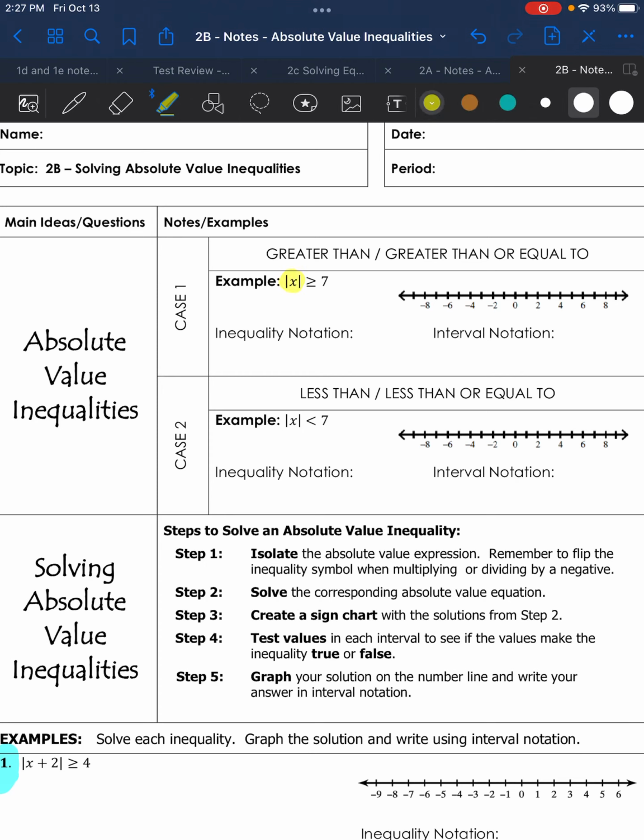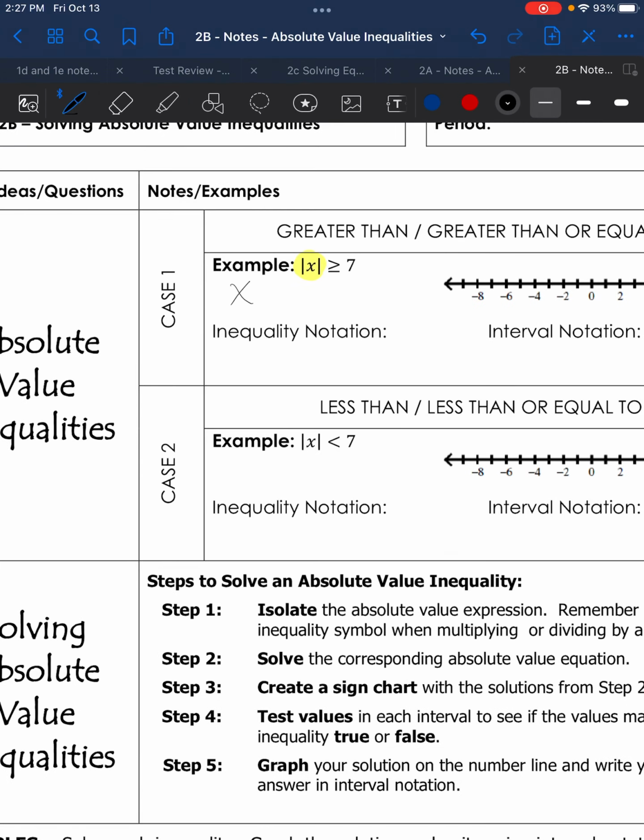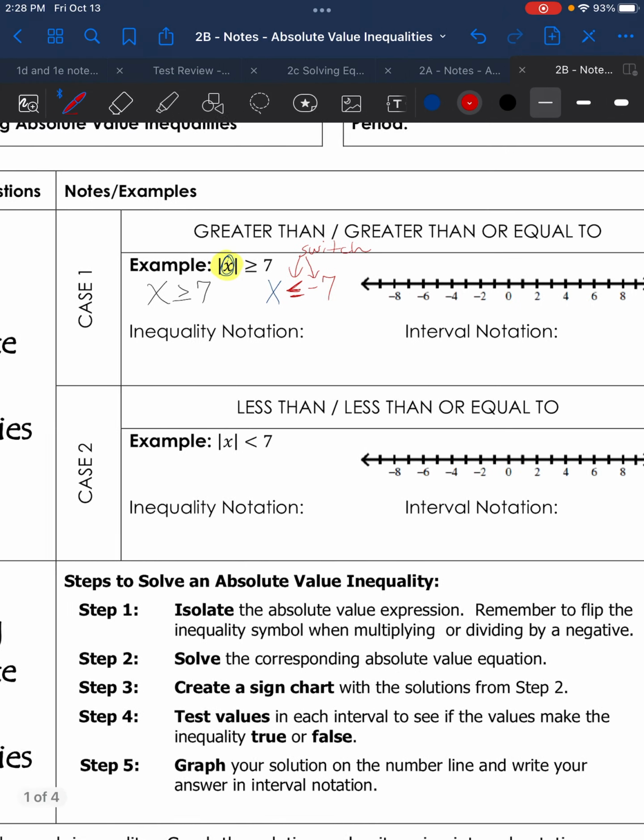You're going to have the absolute value already isolated. So then you split it up, or you write two inequalities. One of the inequalities is exactly the way you see it, without the absolute value. The other inequality is x, so whatever's inside the absolute value, switch the inequality, so switch from greater than to less than or equal to, and then it's always multiply the right side by -1. So when you multiply by -1, that's when you switch the inequality. So switch the inequality and you switch the sign.